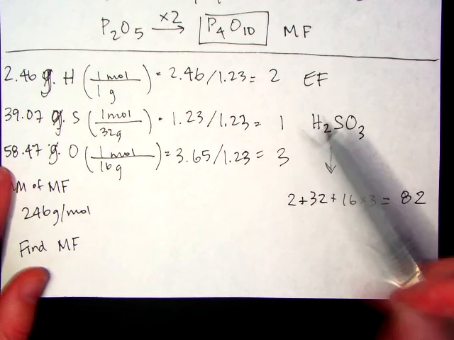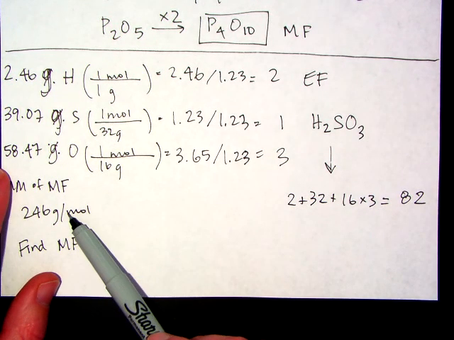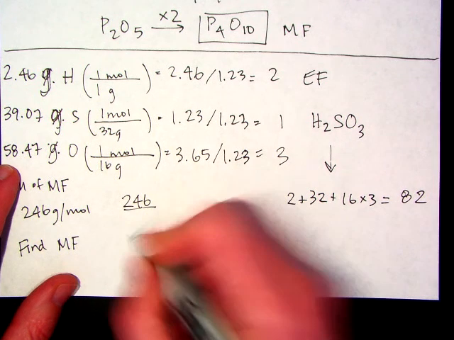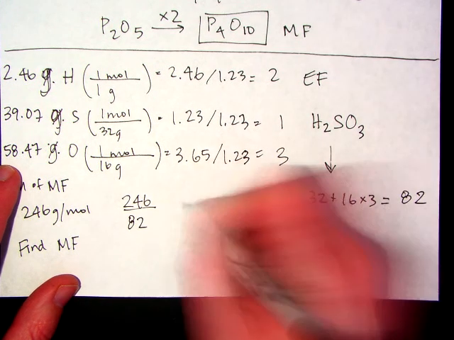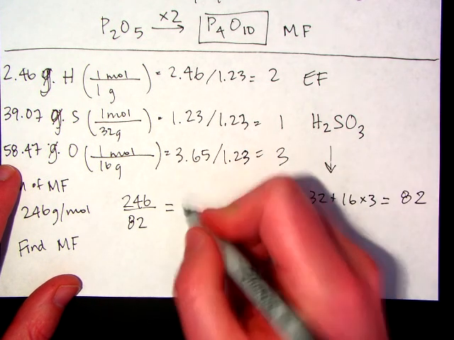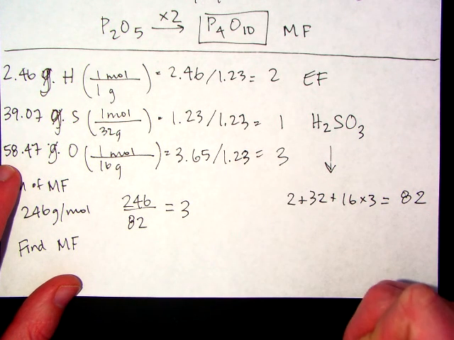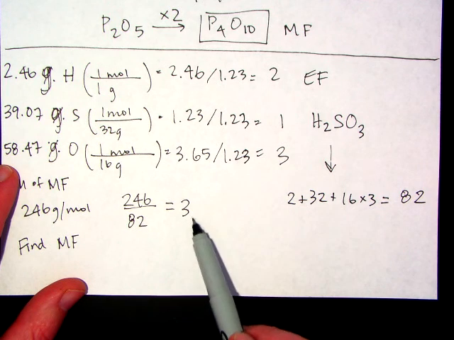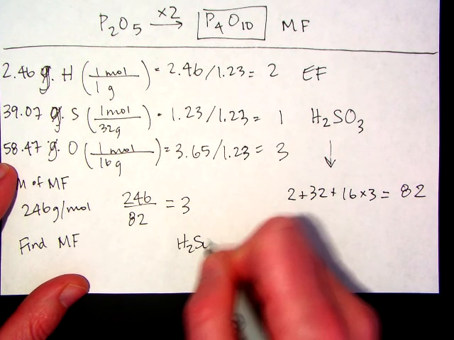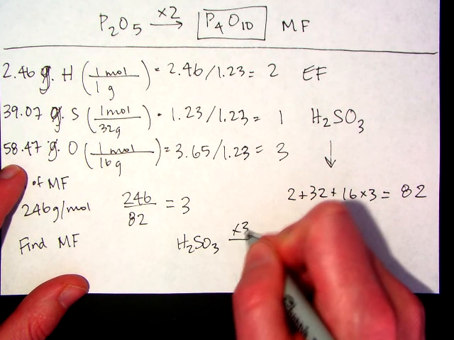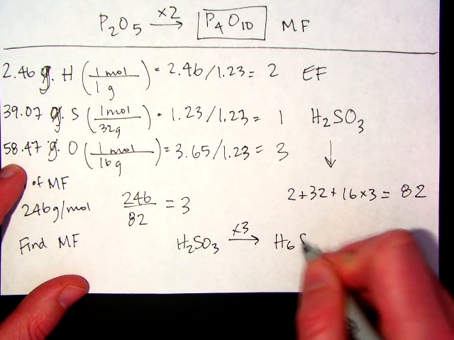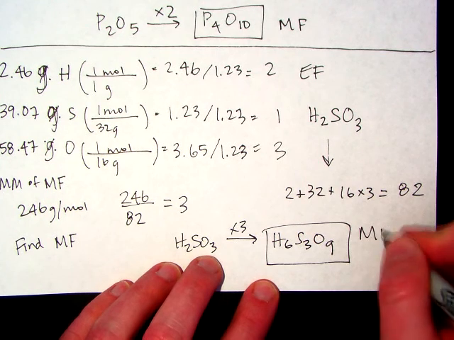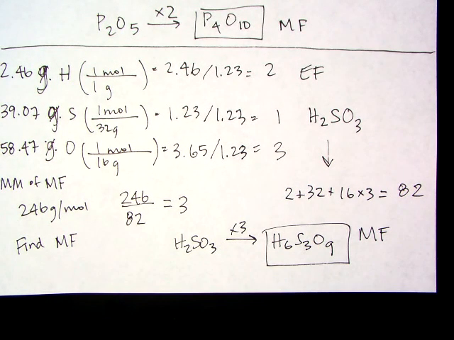Then you take the bigger number, that's the one that's always given to you, and divide it by the smaller number, the one you just found. So 246 divided by 82. You should get a whole number right here. In this case, the whole number is 3. And the last step is to take your empirical formula we found right here and multiply it by this whole number. So instead of H2SO3, we're going to get, times 3, H6S3O9. And that is the molecular formula. Notice it's just a multiple of this empirical formula.